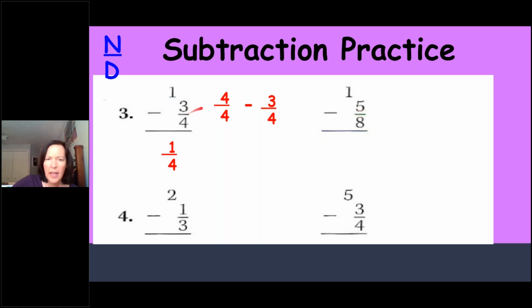Okay, so now I think we're doing this problem over here. So 1 minus 5/8. What would that one be? We would have to regroup 1 into eighths. What would that be? It would be 3/8. I think you are correct. And you are correct. Nice job.